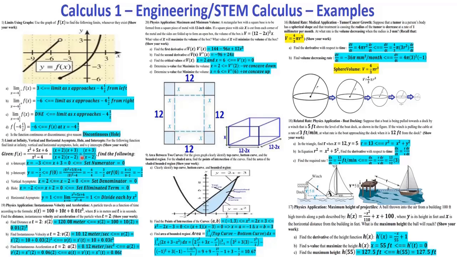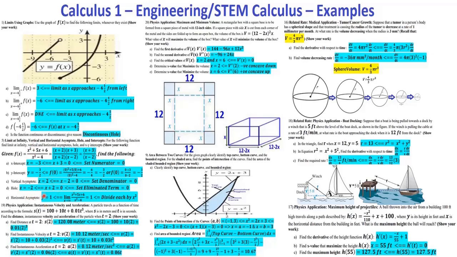Then to find the hole, you set the eliminated part, which is x plus 2, equal to 0. Then x equals minus 2 is the hole. Then to find the horizontal asymptote, you take the limit as x goes to infinity of this, or you can actually take the x plus 3 over x minus 2, you will end up with 1. So basically you have all the information you need to graph this rational function.